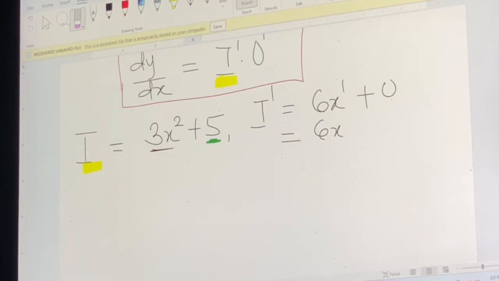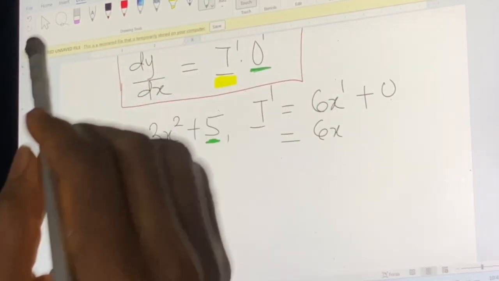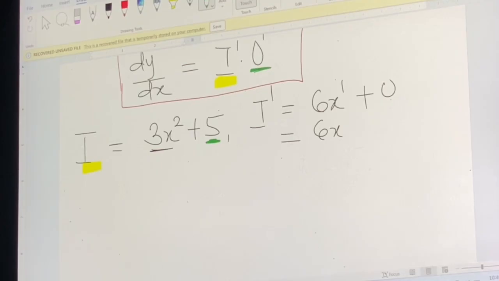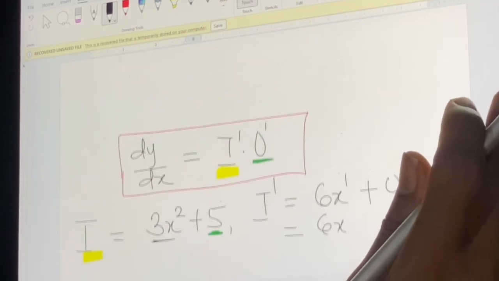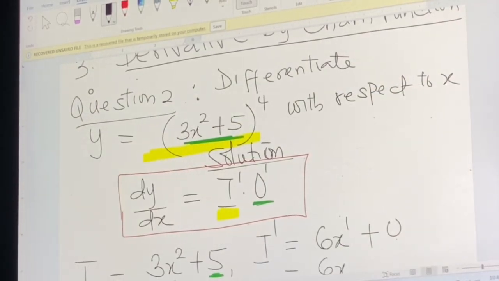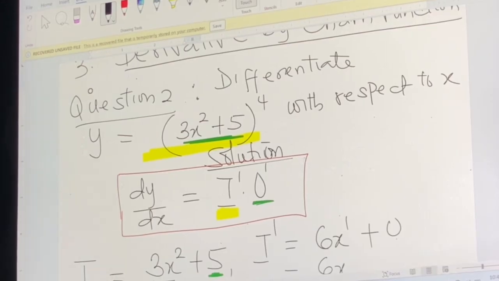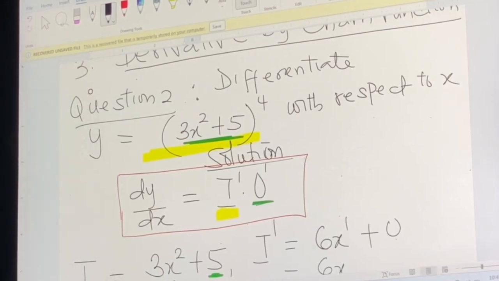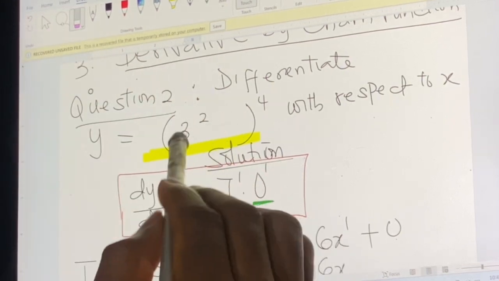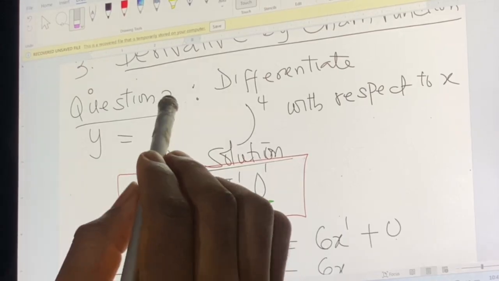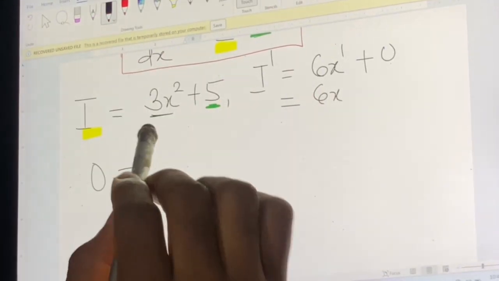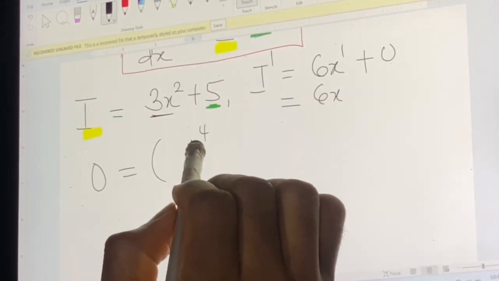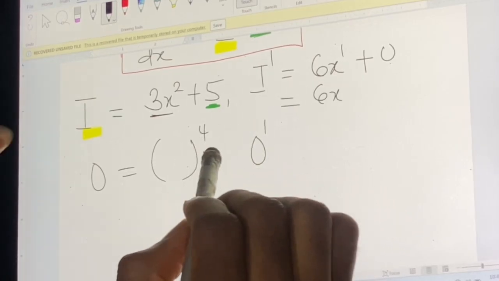Let's differentiate the outer. But before we differentiate the outer, let's know the outer first. Let's go back to the equation. Now how do we identify the outer? Please listen to me carefully. To identify the outer, whenever you remove the inner part, what is left is the outer. So if you remove the inner part here, what is left is bracket open and close raised to the power of 4. So our outer is bracket open and close raised to the power of 4.